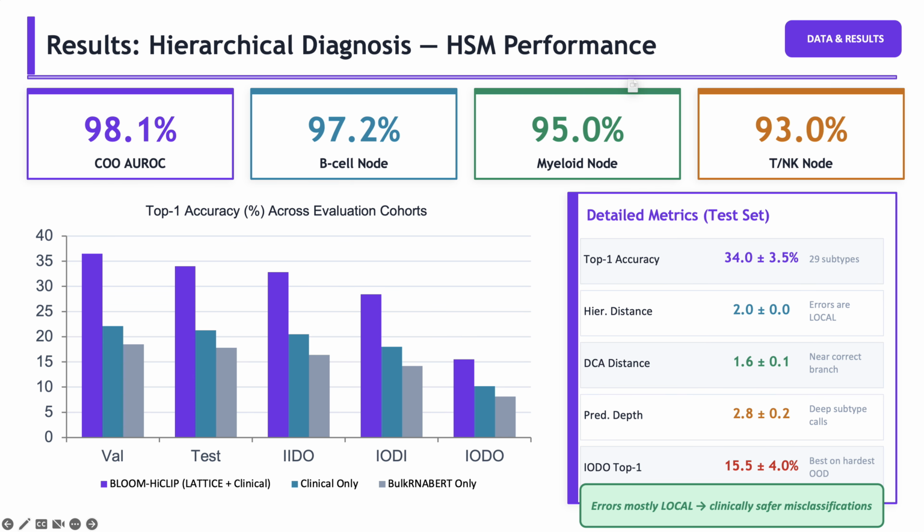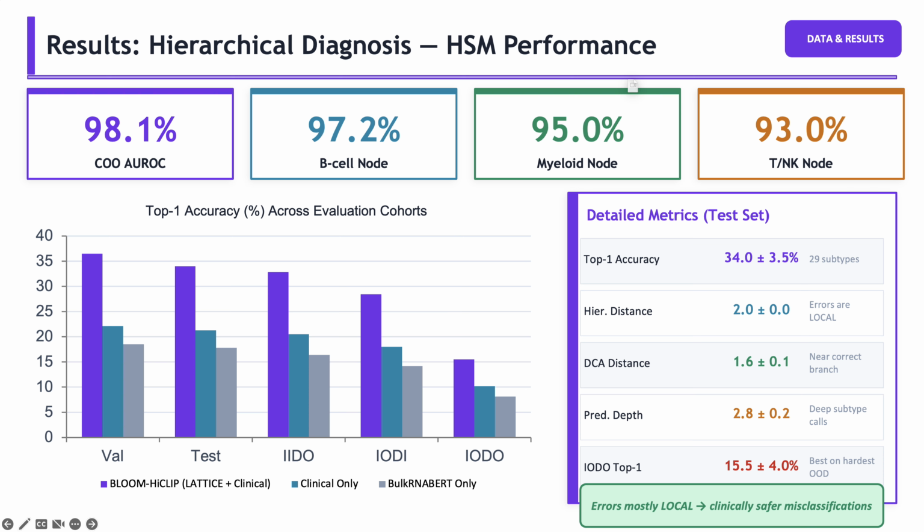That means when the model is wrong, it is only wrong by about 2 edges in the WHO tree. It is confusing AML with APL, not AML with DLBCL. Those are local, clinically interpretable errors. And critically, on IODO, the hardest split, accuracy is 15.5%, which is the best of all baselines. The model holds up even when facing hospitals and diseases it has never seen.